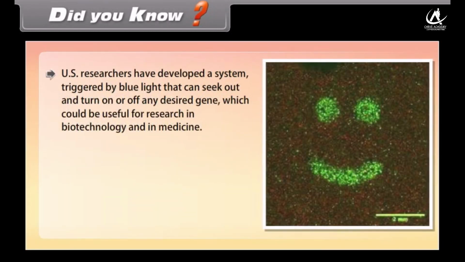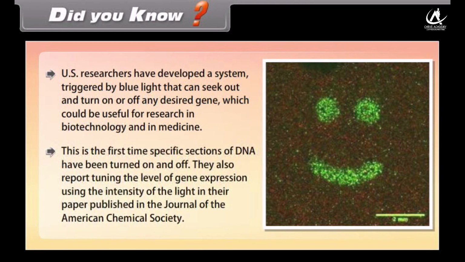Did you know? US researchers have developed a system triggered by blue light that can seek out and turn on or off any desired gene, which could be useful for research in biotechnology and in medicine. This is the first time specific sections of DNA have been turned on and off. They also report tuning the level of gene expression using the intensity of the light, in their paper published in the Journal of the American Chemical Society.